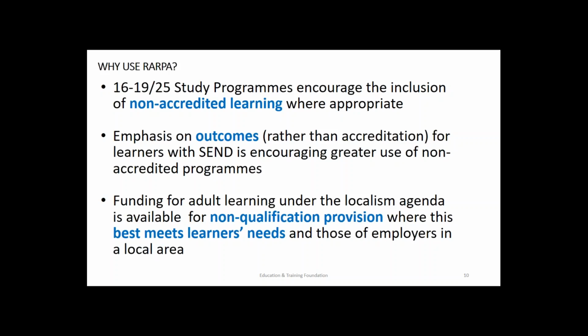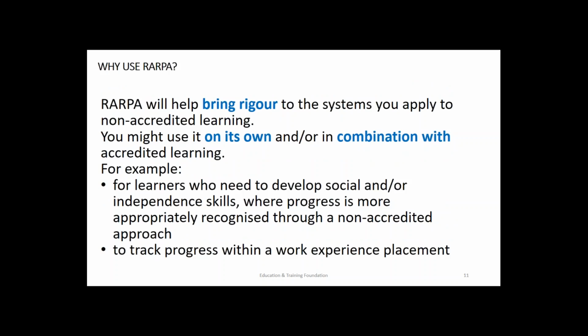We also need to look at preparing for adulthood and the four outcomes to that there is, looking at community engagement, working towards employment, becoming a more independent person, and encouraging good health. So all of these components together have really brought RARPA to the fore from when it was first thought of in, I think it was 2002 when it first became together. It will help us bring rigour to our systems that we currently use.